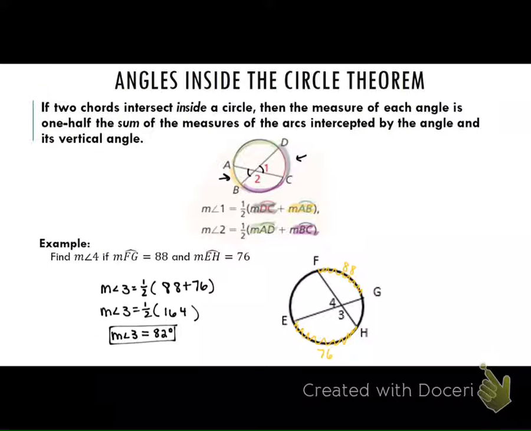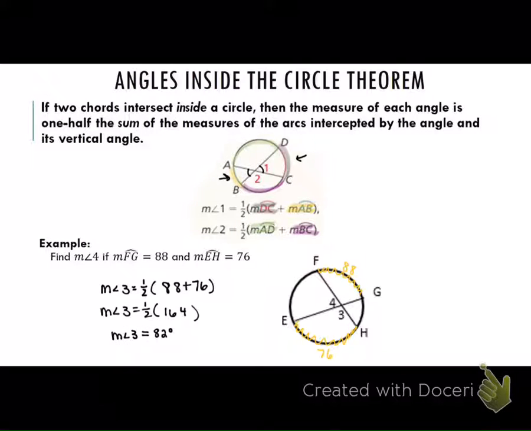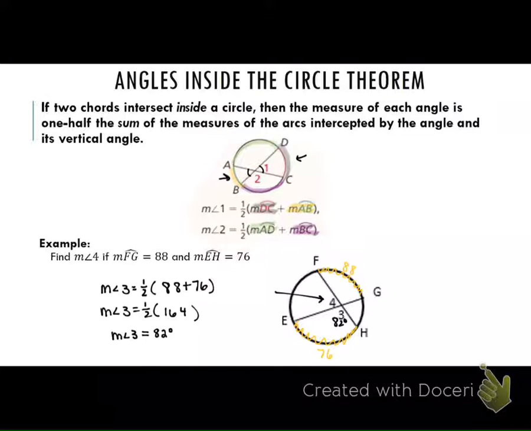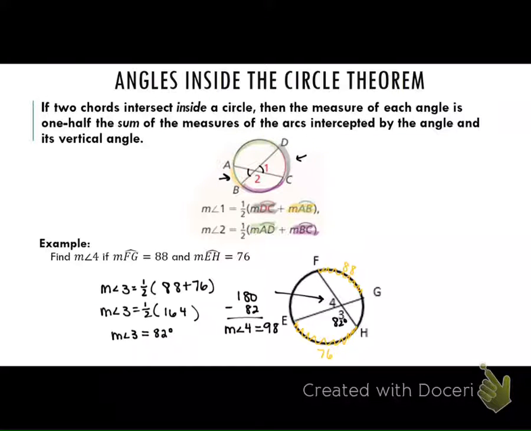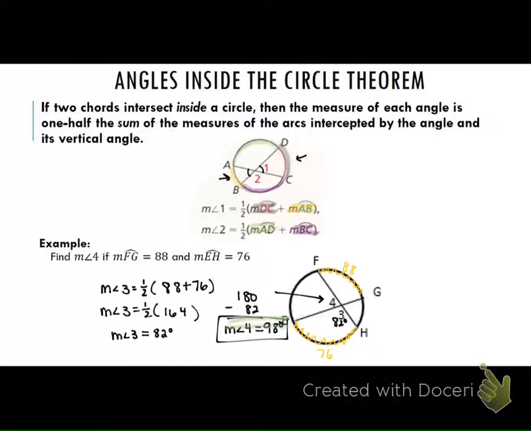What was the measure of angle 4? Oh, I didn't even do angle 4, did I? Sorry. Yeah, it said to find angle 4. And then I found 3. So angle 3 is 82 degrees. How can I find angle 4 then? We said that's a linear pair, so we'll do 180 minus 82, which is measure of angle 4 is 98 degrees. Sorry, guys. Thank you for correcting me. Got ahead of myself there.